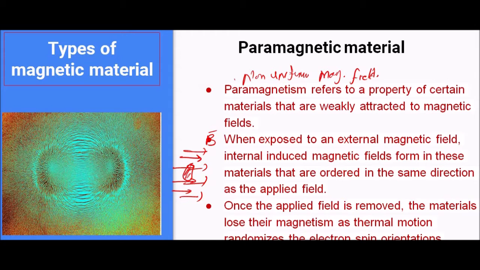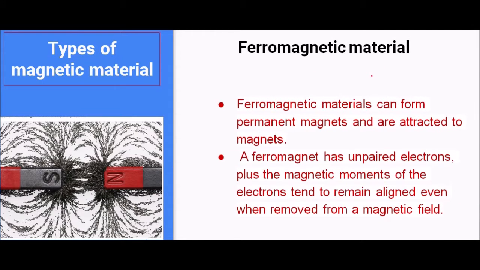Next is ferromagnetism. The atoms of ferromagnetic material have large magnetic dipole moments, and in an unmagnetized specimen these magnetic dipole moments are randomly oriented, due to which the net magnetic dipole moment of the sample is zero.